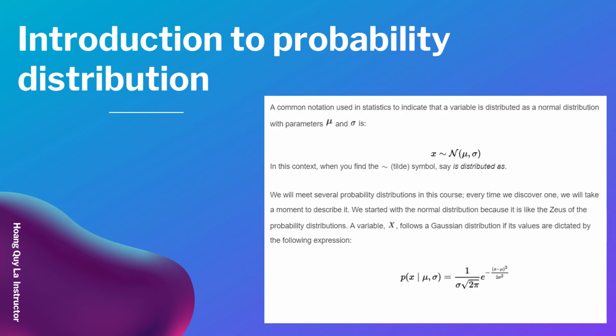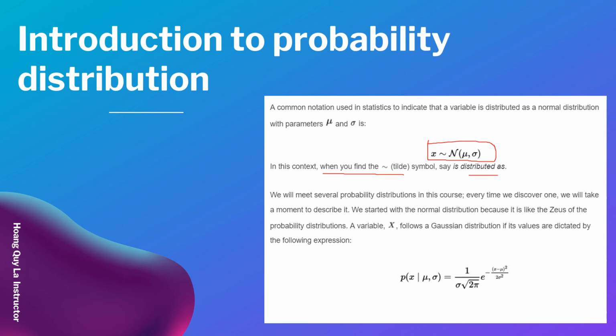A common notation used in statistics to indicate that a variable is distributed as a normal distribution with parameters mu and standard deviation is this notation here. In this context, where you find the tilde symbol, say "is distributed as".